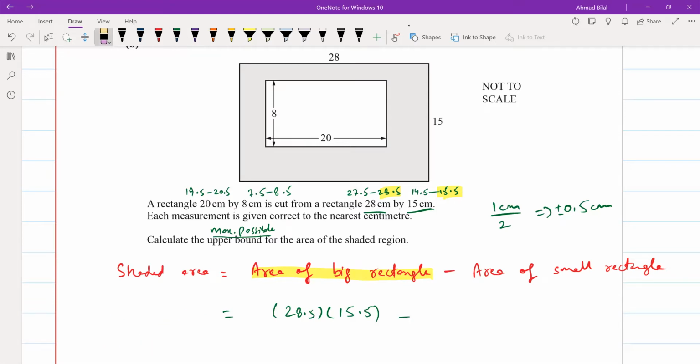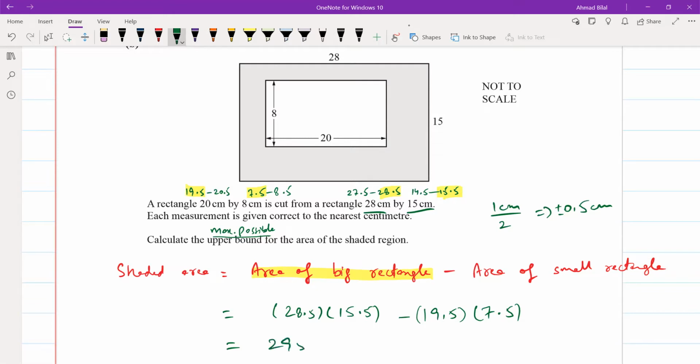सो जो स्मॉलर रेक्टेंगल है यहाँ पे, उसमें हम क्या करेंगे, उसका हम लीस्ट पॉसिबल एरिया देखेंगे। सो वेयर इज दैट गोइंग टू कम फ्रॉम? 20 सेंटीमीटर जो ये वाली लेंथ है, इसमें से हम 19.5 वाला नंबर लेंगे बिकॉज दैट्स द लीस्ट पॉसिबल वैल्यू फॉर दैट। और इसी तरह से 8 सेंटीमीटर वाले पे हम 7.5 वैल्यू लेंगे। सो दैट गिव्स अस 19.5 मल्टीप्लाइड बाय 7.5। यहां से जो आपके पास एरिया आएगा, दैट इज द मैक्सिमम पॉसिबल एरिया। 28.5 into 15.5 minus 19.5 into 7.5, and that gives you 295.5.